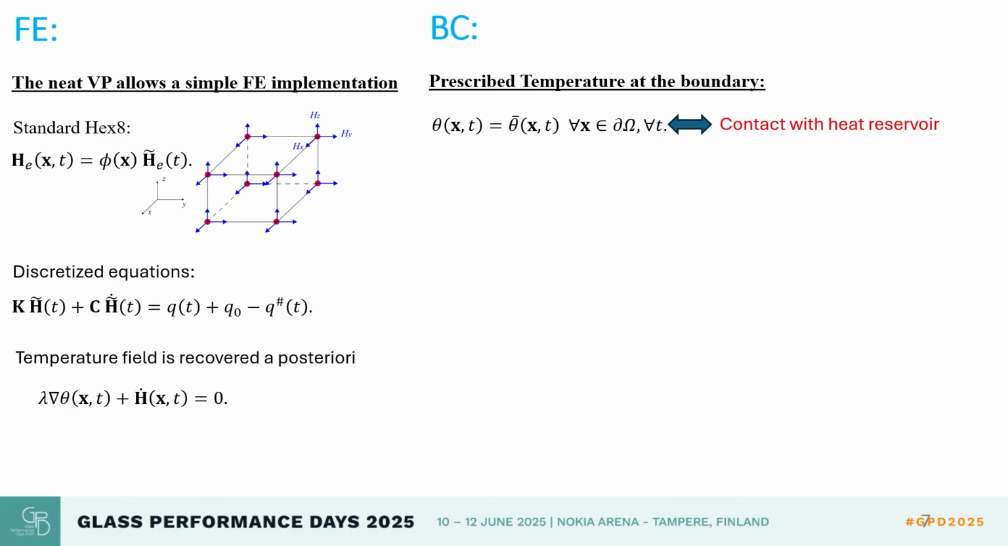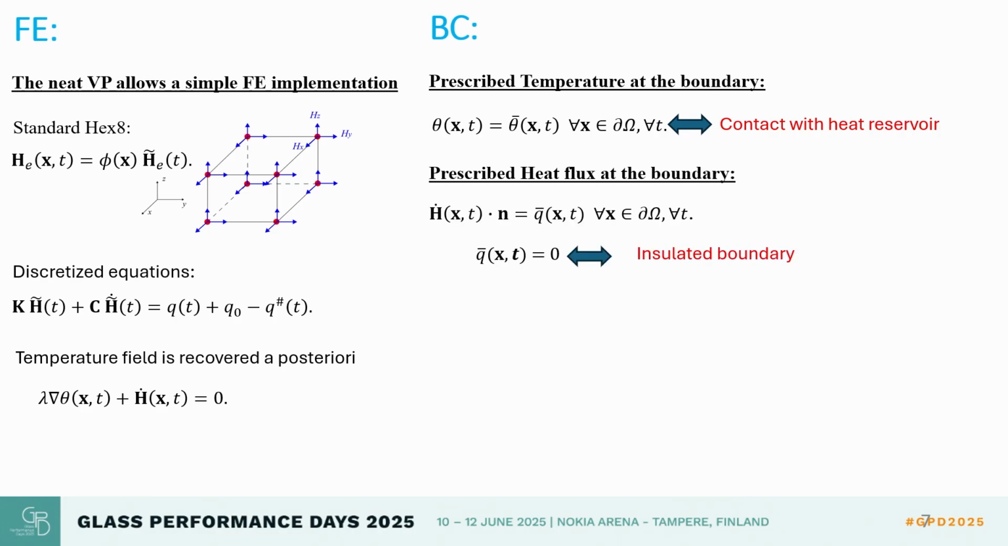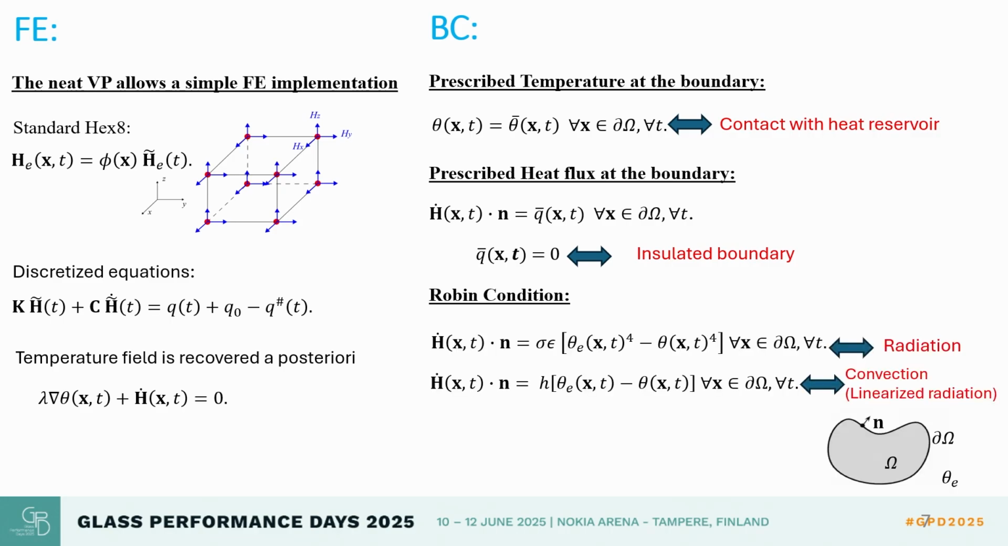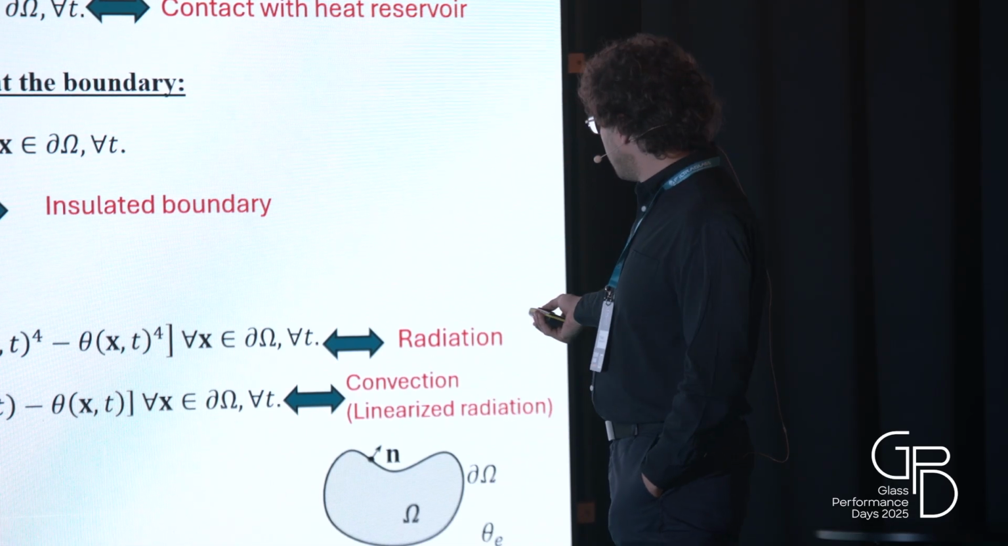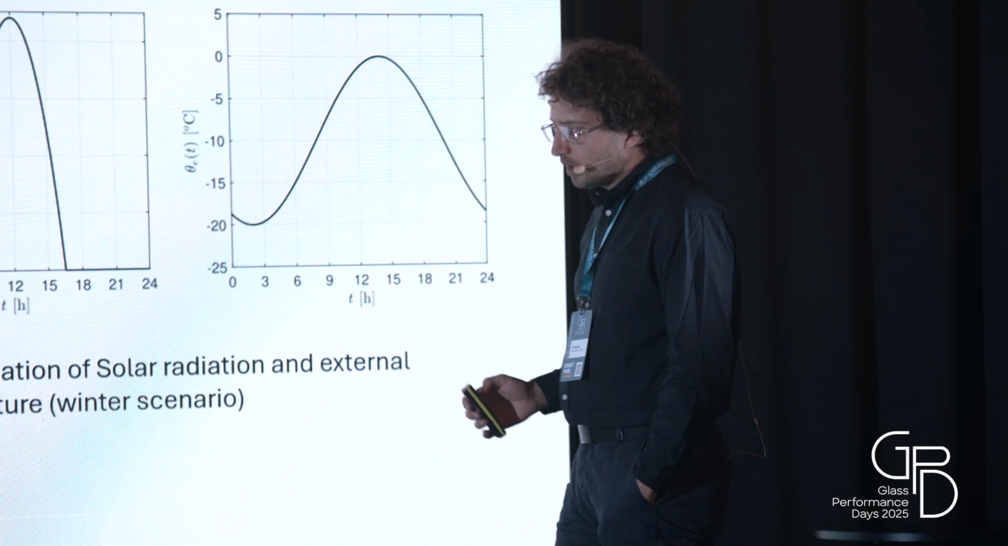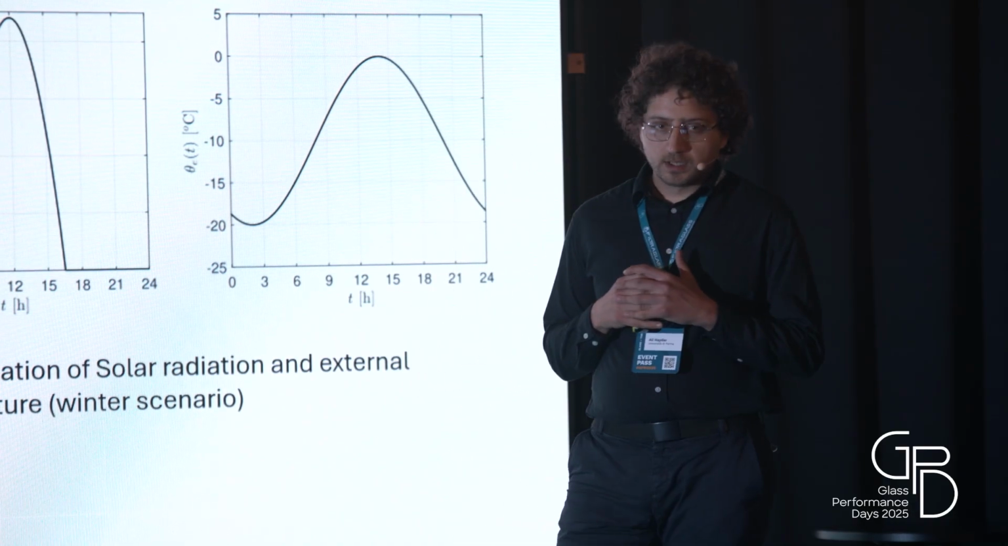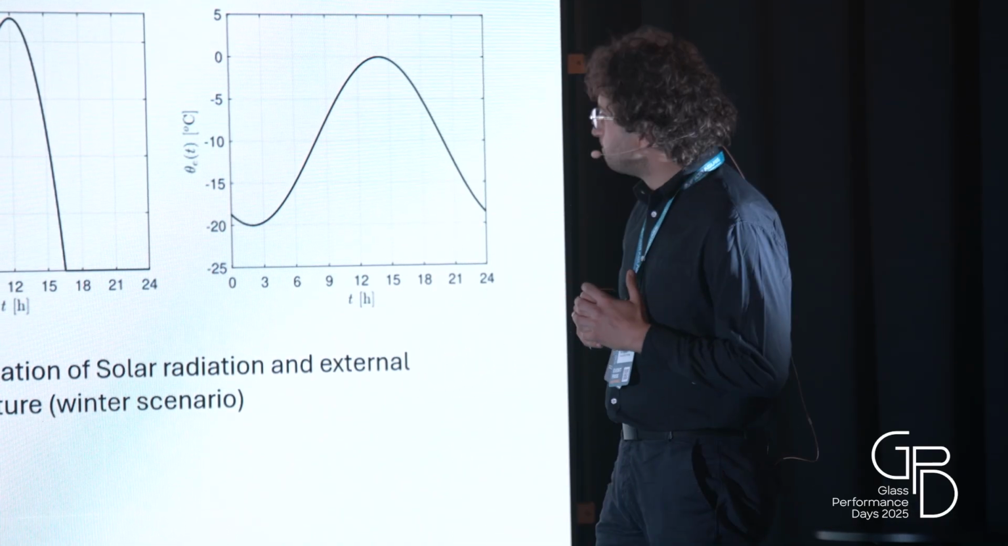The boundary conditions of this problem are prescribed temperature at the boundary, which is a contact with a heat reservoir, while prescribed heat flux at the boundary is enforced by the normal component of the heat flux. And when Q is equal to 0, we have the isolated boundary. The Robin condition can be used to represent radiation or convection, in some cases linearized radiation. Here I'm going to present some data to represent the problem that we have dealt with.